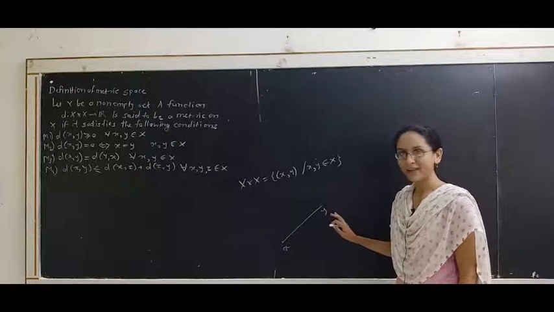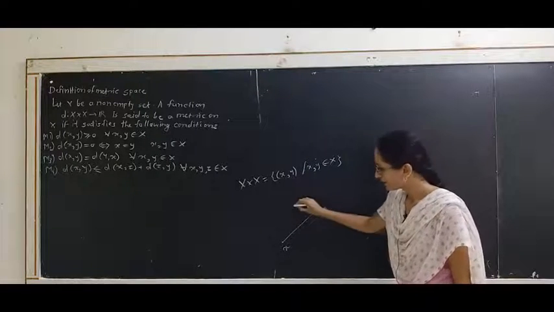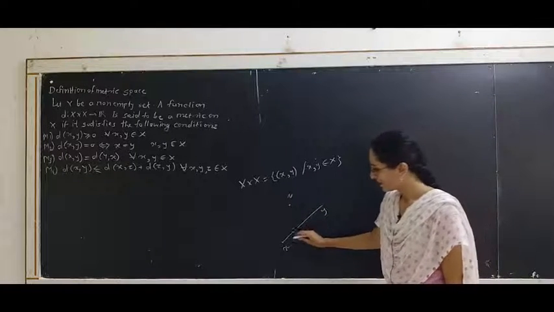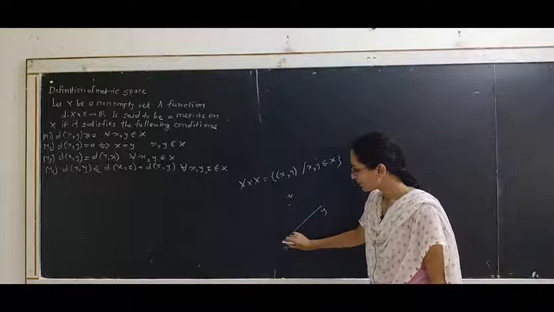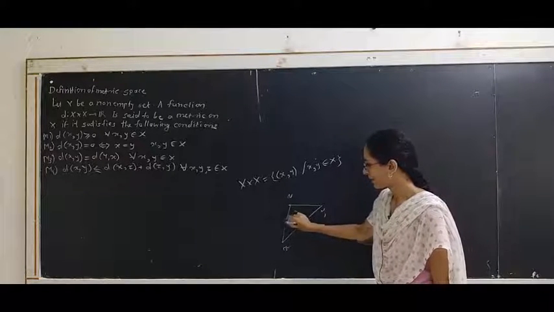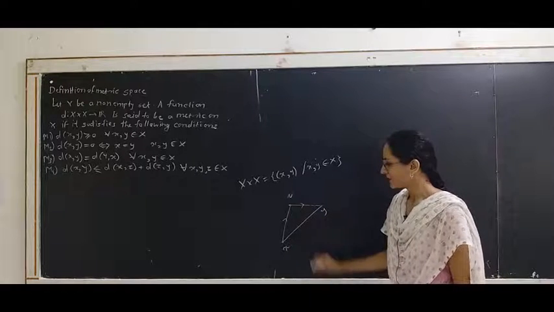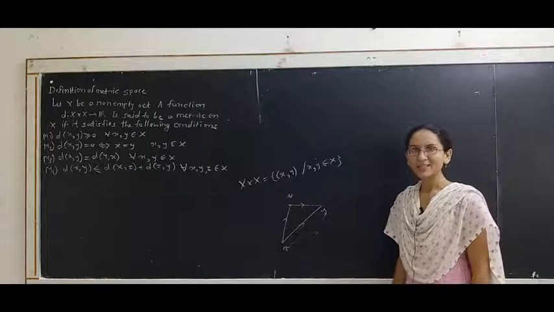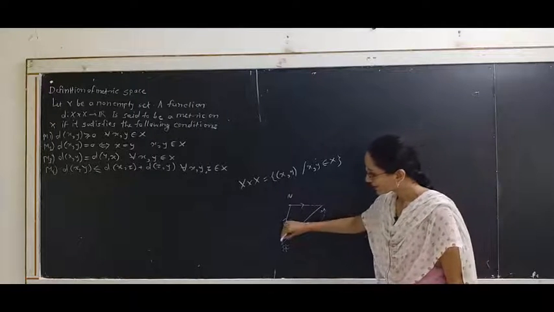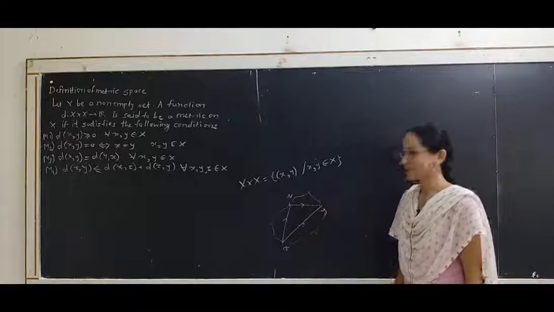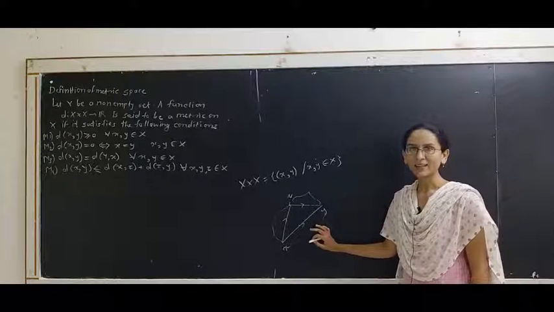And next, if these are 2 points, x and y, and we are calculating this distance, we can go from the point x to y through another path. Suppose this is a third point z in the same set X. If you choose this path from x to z and z to y, this distance D of xy is less than or equal to the distance of xz plus the distance of zy. This is the triangle inequality.